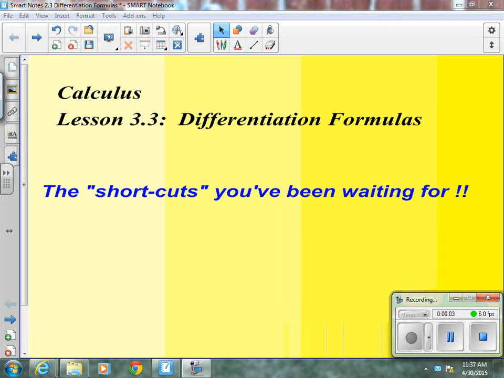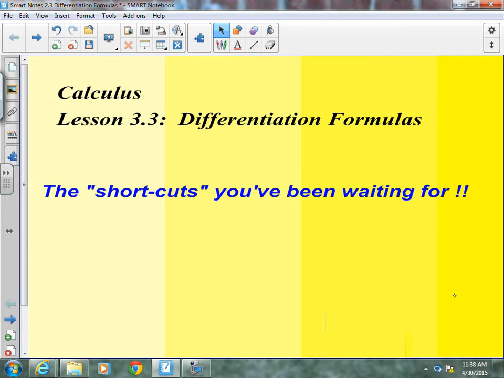Calculus. Thus far, we have been finding derivatives by taking the limit as h approaches 0 of the difference quotient. Today, I'm going to teach you some shortcuts that you're going to like much better. But remember, if it ever asks for the definition of a derivative to find the derivative, then you must use the limit as h approaches 0 of the difference quotient.